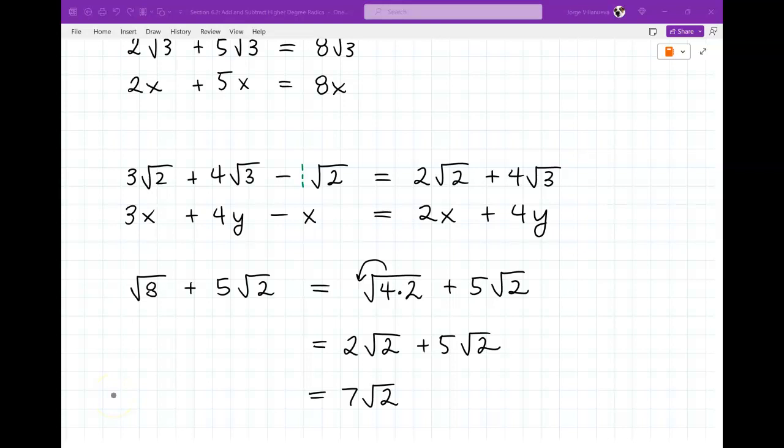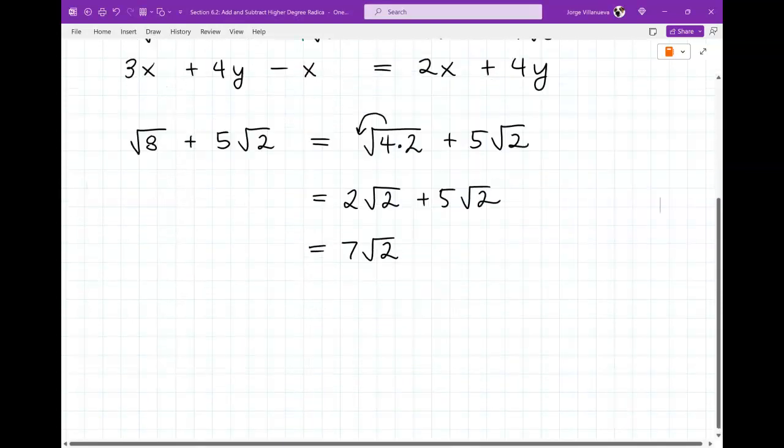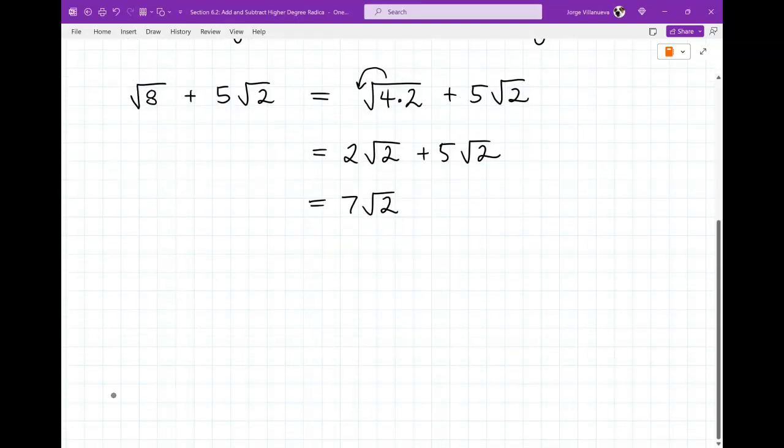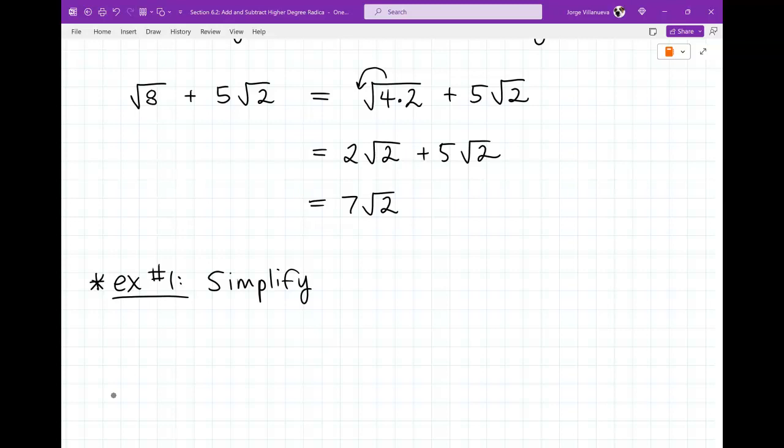All right, so let's move into the homework, like I said. I'll show you some that are pretty easy, and then I'll show you some that are a little bit more complicated, but this is all going to be simplified. So everything's going to be simplified.